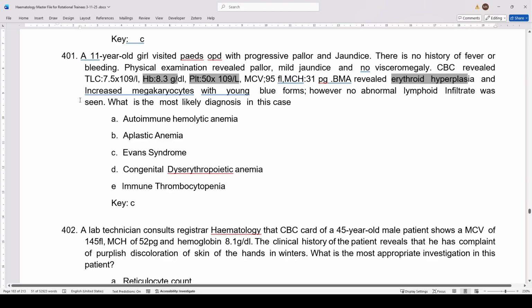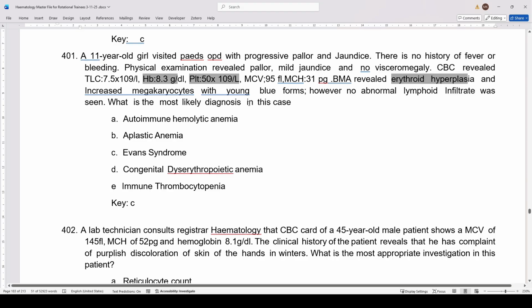Okay, here we have TLC is normal, hemoglobin is low, platelets are low. MCV is 95, MCH 31. Bone marrow examination revealed erythroid hyperplasia and increased megakaryocytes with young blue form. So these increased megakaryocytes, young blue form, show that these are immature megakaryocytes. When a lot of megakaryocytes are produced, then we can see the immature forms in the bone marrow. However, no abnormal lymphoid infiltrate is seen.